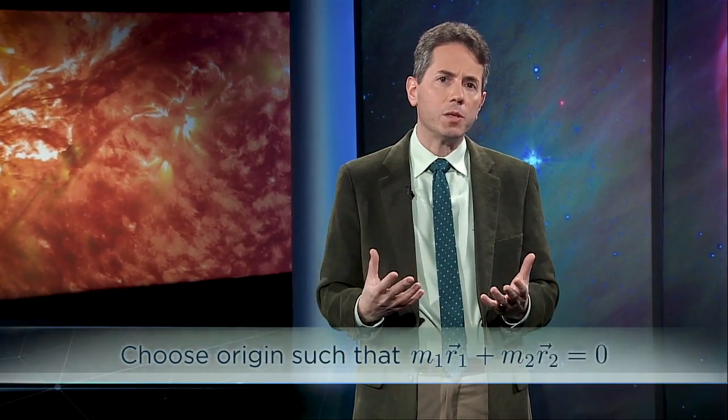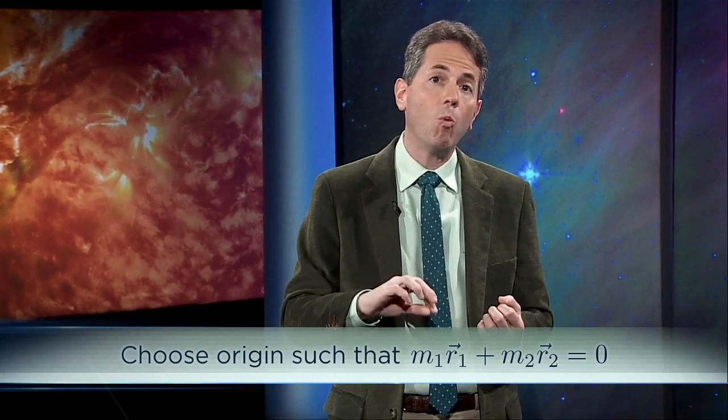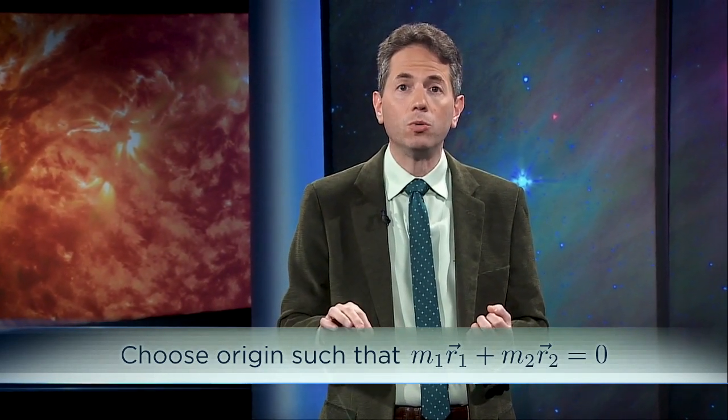That's very simple, and it invites us to make our lives easier and work in a reference frame that moves along with the center of mass. That is, we'll choose the origin of our coordinate system to be located at the center of mass. That way, m1r1 plus m2r2 equals 0.